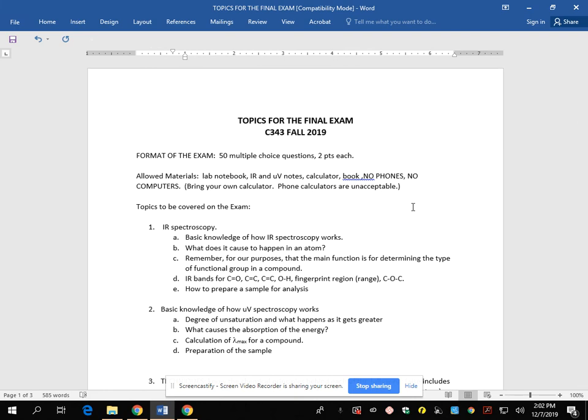Let's go back to the UV for just a moment. I did forget: you will have to calculate the lambda max for a compound. When we did IR, obviously there's nothing you had to calculate. You just have to identify things from that. But on the UV, you will have to do calculations, and I think there's one of each kind. I think I have an enone and a diene. So make sure you have your Woodward-Fieser rules with you so that you can do those calculations.